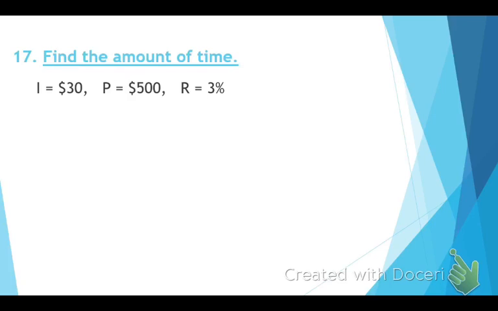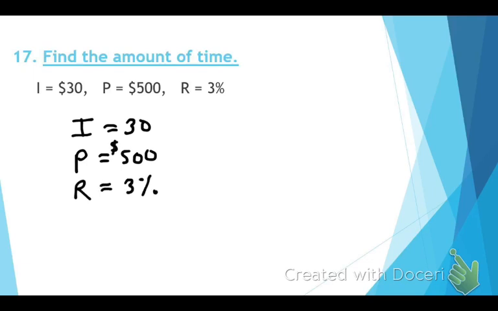For the final problem today, it asks us to find the amount of time. I want you to set it up like we just did a minute ago, I, P, R, and T, and stick in what each of those represent. All right, so the I is 30, P is 500. The R, you've got to change to a decimal, which would be what? 0.03. And then the time is unknown.